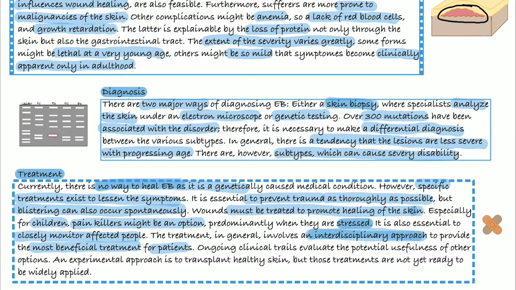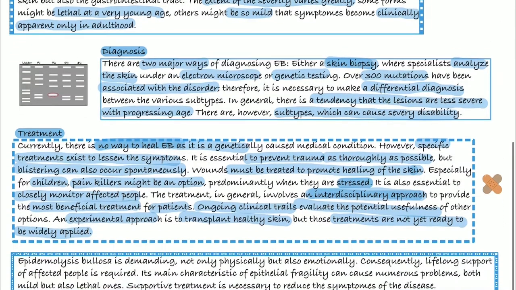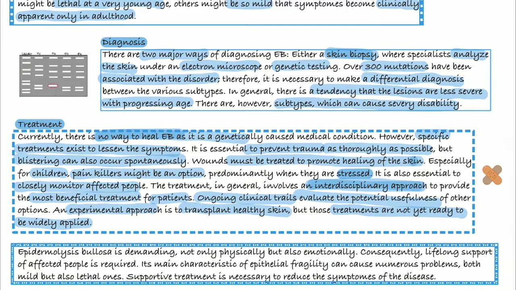There are ongoing clinical trials which evaluate the potential usefulness of other treatment options. For example, an experimental approach is to transplant healthy skin, but obviously those treatments are not yet ready to be applied for many people. So epidermolysis bullosa is a very demanding disease, not only physically but also emotionally. And therefore, people need lifelong support. And again, the main characteristic is epithelial fragility.